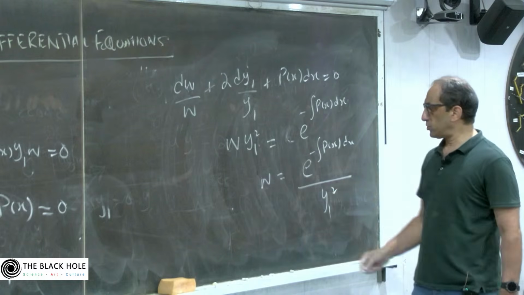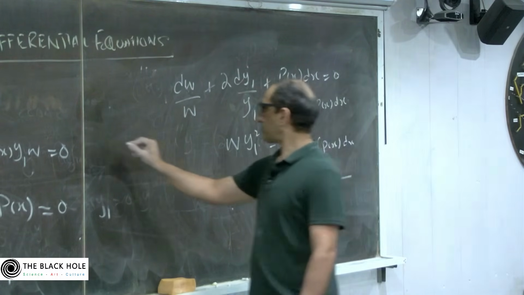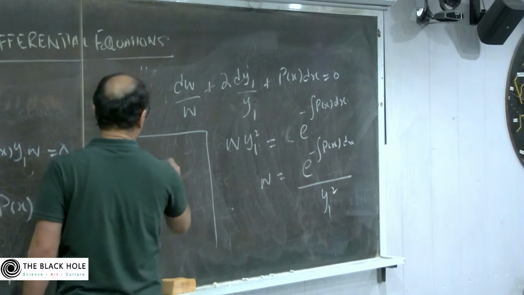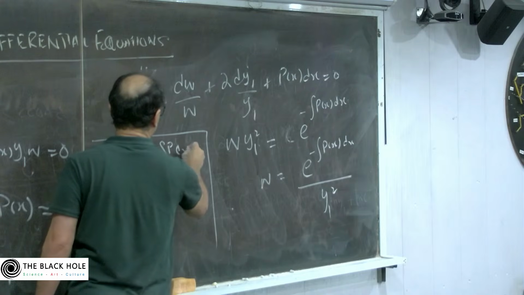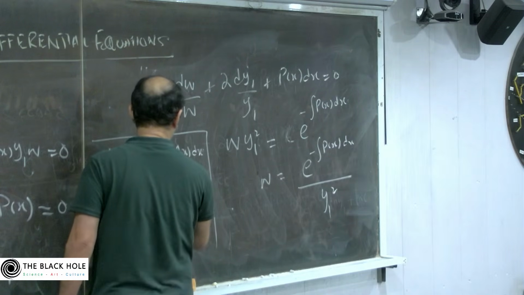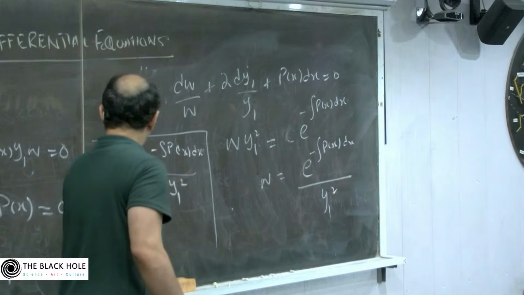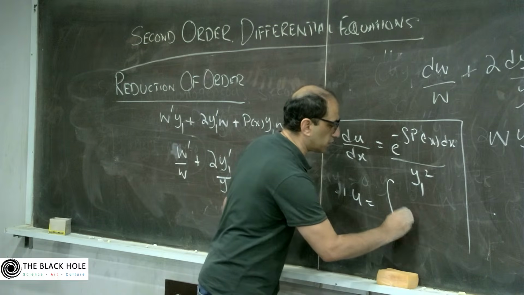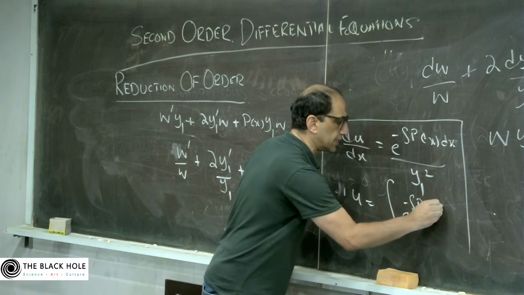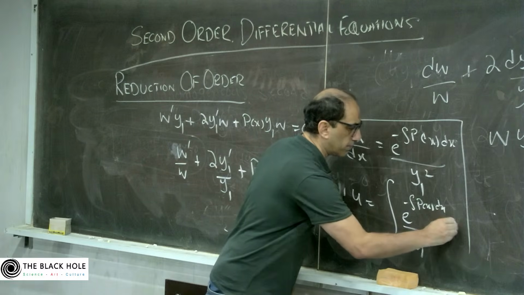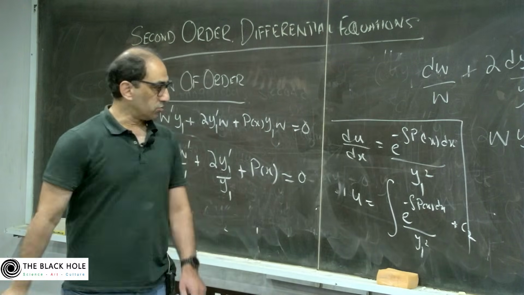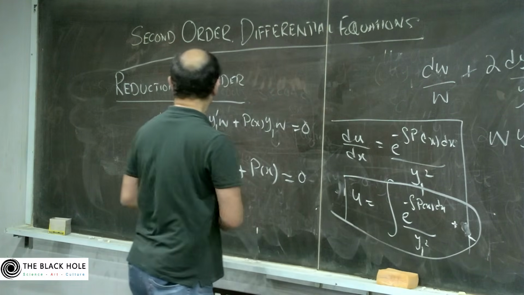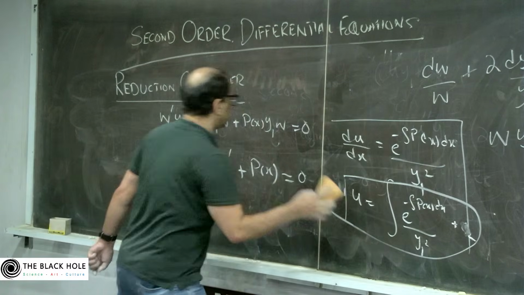Now this w is what? So du by dx is equal to e raised to power minus integral p of x dx. And now I will have u is equal to integral e raised to power minus integral px dx over y1 squared plus c2. I assume that c2 is equal to 0. So I will have this solution, and now I can write down the second solution.